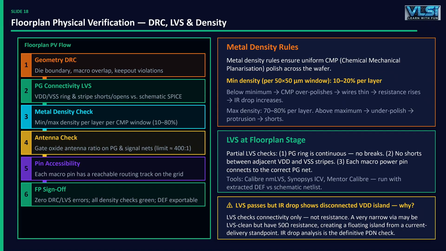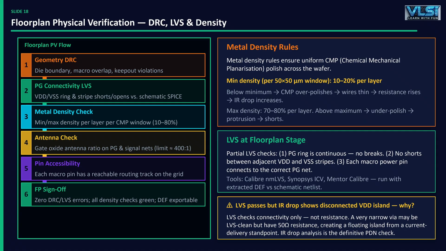Now before moving forward, your floor plan must pass something critical. Physical verification. Think of it like building inspection. Even if everything looks good, you must check rules. First, geometry. No overlaps. Proper spacing, everything aligned. Then connectivity. Power and ground must be continuous. No break. But here's the twist. Just being connected is not enough. It must also be strong enough.